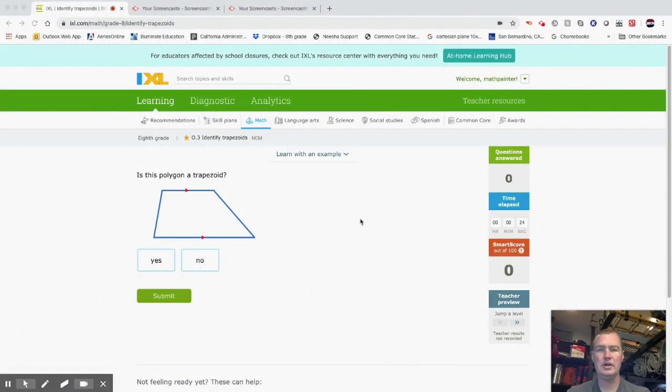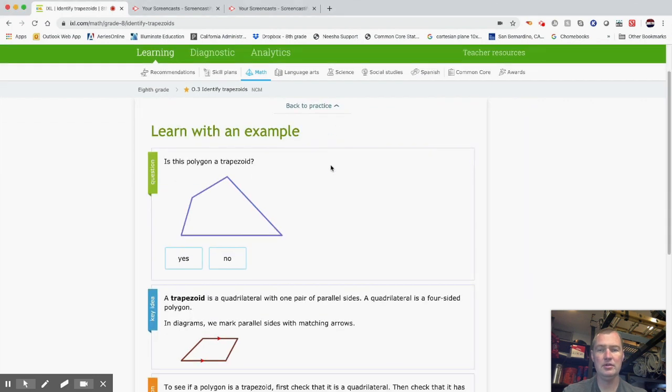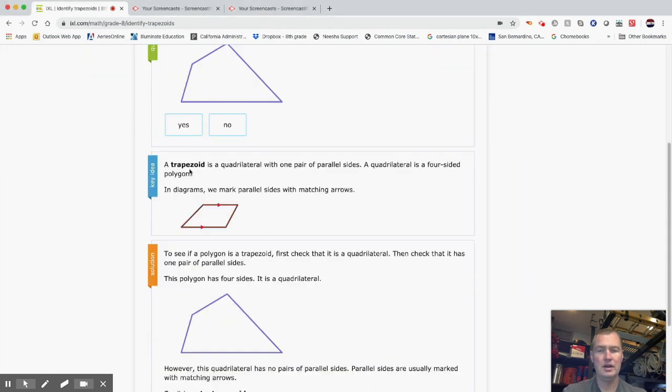Today we're working on O3, Identify trapezoids. Well, what is a trapezoid? So we're going to learn with an example. Is this polygon a trapezoid? A trapezoid is a quadrilateral with one pair of parallel sides. A quadrilateral is a four-sided polygon. In diagrams, we mark parallel sides with matching arrows. So in this case, matching arrow there, matching arrow here.